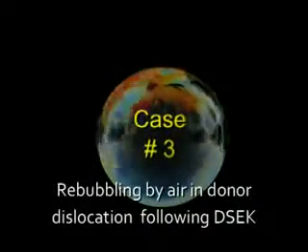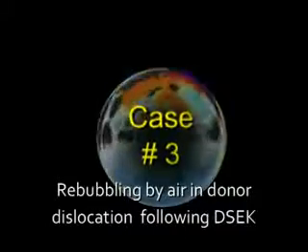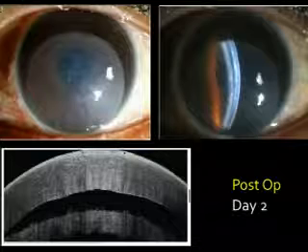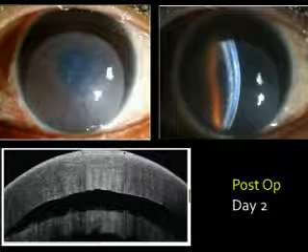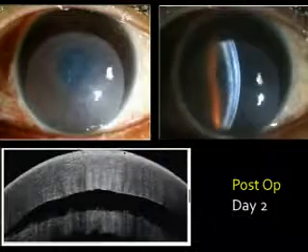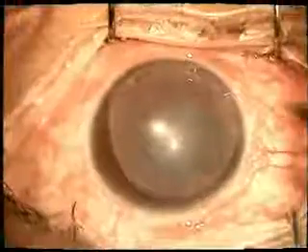Case 3. Rebubbling in donor dislocation following DSEK. Donor dislocation is a common complication in DSEK procedure. It happens within 24 to 48 hours. And immediate rebubbling is the answer. Here, rebubbling was done under topical anesthesia. 2 new side ports were made.